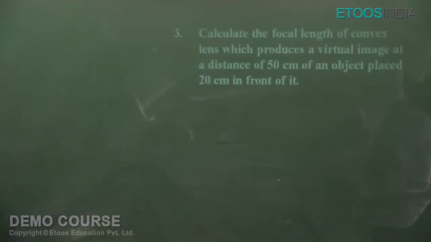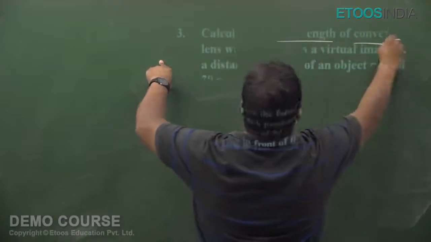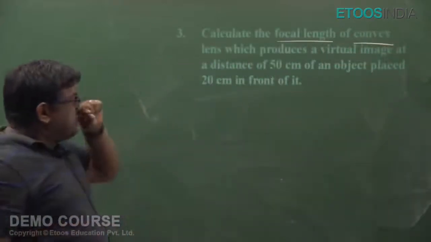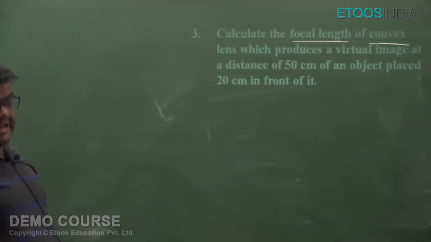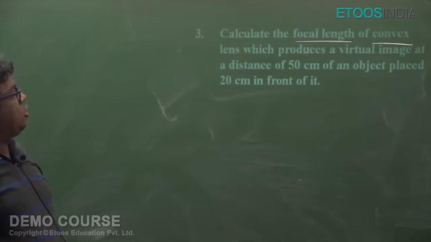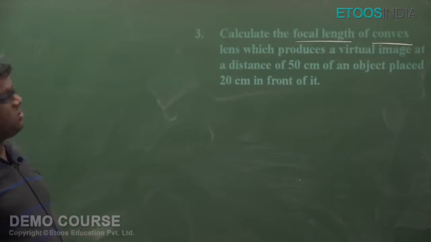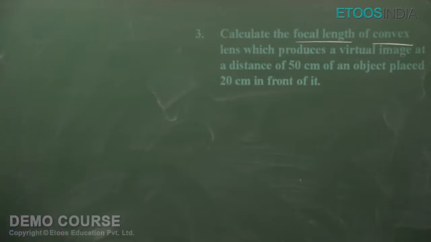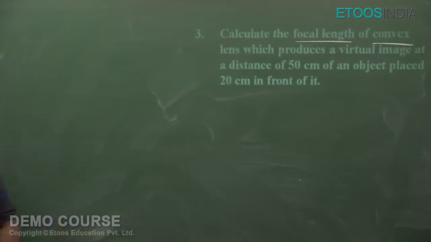Calculate the focal length of convex lens, which produces virtual image at distance of 50 centimeter from an object placed 20 centimeter in front of it. I'll repeat the question. Calculate the focal length of convex lens, which produces virtual image at distance of 50 centimeter from an object placed 20 centimeter.